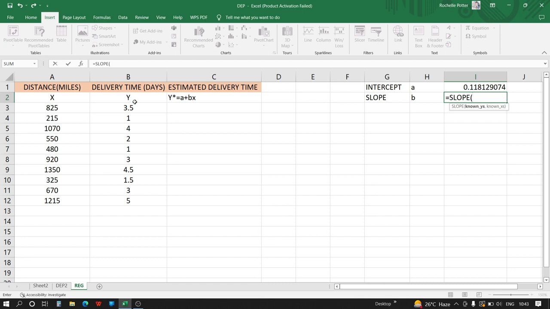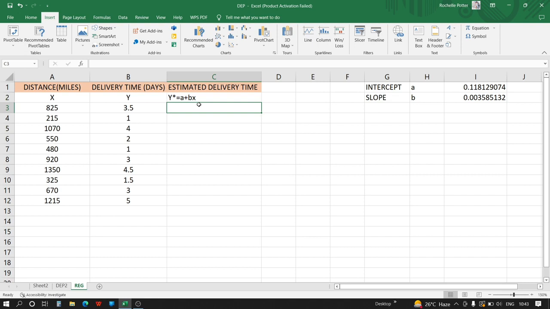Same with the slope, we are provided with a function that is equals SLOPE, open brackets, known y's, comma, known x's, bracket closed, enter. Now to calculate y, what we have to do is equals cell reference.